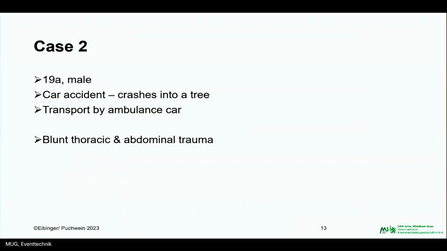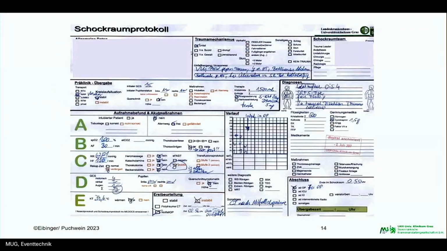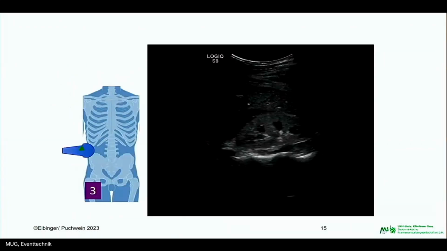19-year-old male patient, car accident, crashes into a tree, was transported by ambulance car to our trauma bay. The announcement was a blunt thoracic trauma and abdominal trauma. Also here you have the protocol from the trauma bay. Here you also see that the patient is in a very critical condition, with only 62 blood pressure, heart rate of 120. So also this patient is very unstable.